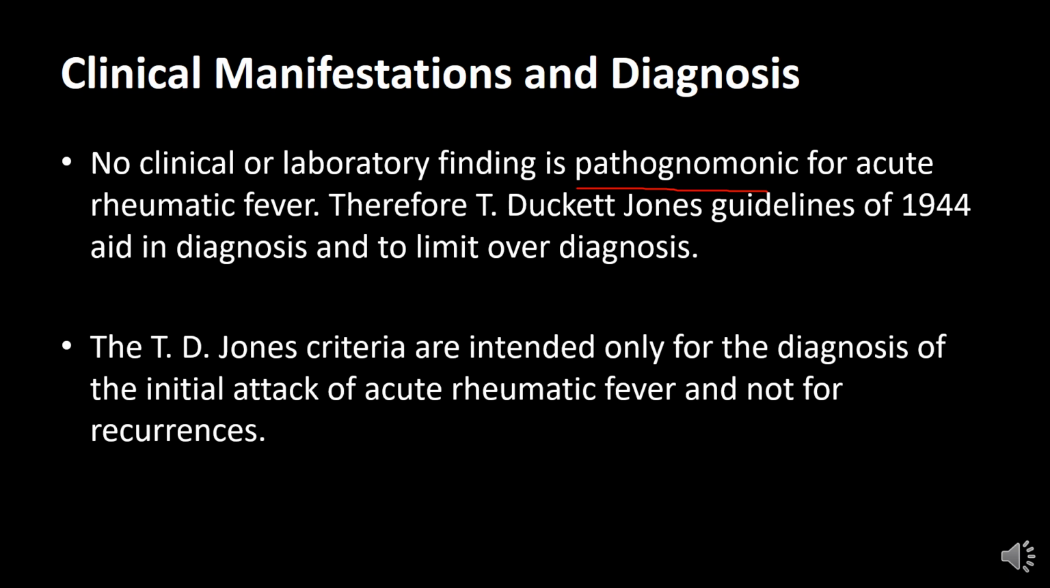So the T.D. Jones criteria is intended only for the diagnosis of the initial attack. So you only use the T.D. Jones criteria when you're making the first initial diagnosis of acute rheumatic fever. It is not used for recurrences, because that's a patient who has already had the first attack, and so they may come up with recurrences.